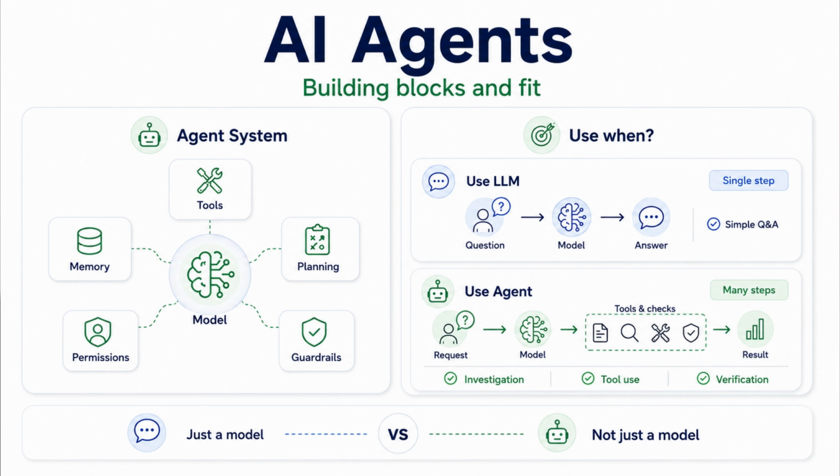And this is why we should not use the agents everywhere just because the idea looks powerful. If a simple answer is enough, then a normal LLM call may already solve the problem. But when the task requires investigation, tool usage, or multiple steps, the agent becomes extremely useful. So the simplest way to remember this is, a chatbot answers, but an agent acts.